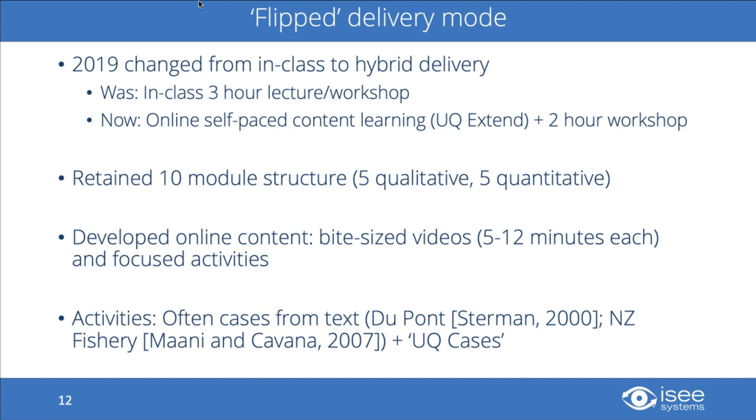We still retain the 10 module structure with the 5 qualitative and 5 quantitative focus, and the activities that we use, so these are the ones that are available through the online part. Often they are cases from texts, so we use the DuPont example from John Sturman's book. We use the New Zealand orange roughy fishery example, which is highlighted in Money and Kavana's text from 2007. And we also use something called UQ cases. Okay, so we're starting to edge our way towards the serious games part.